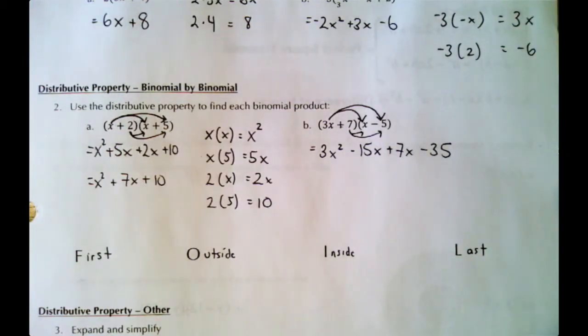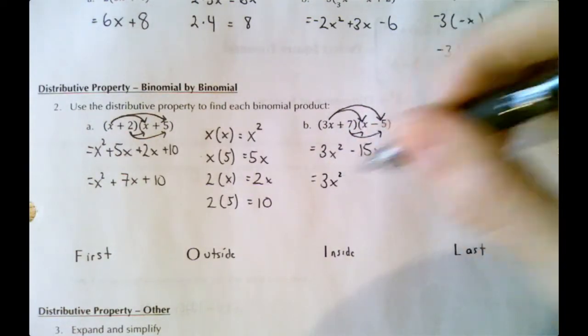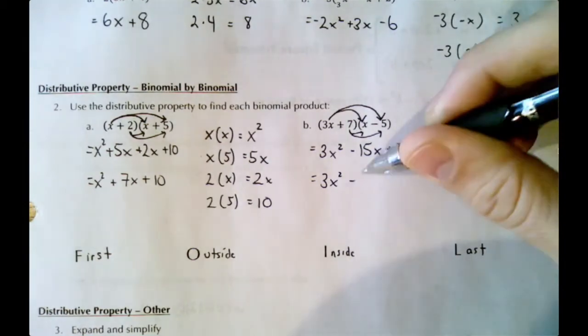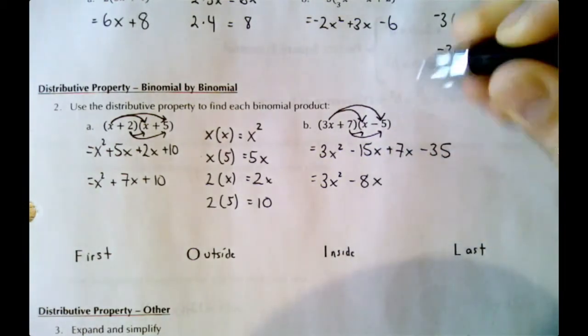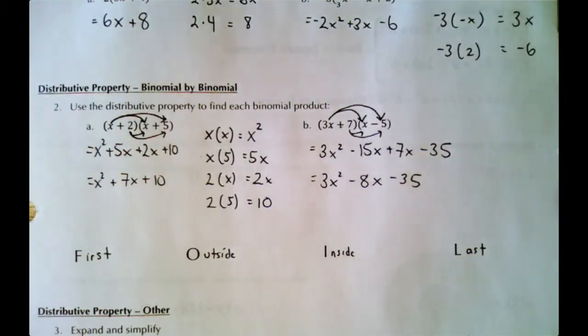And our last step, always look for any like terms. The two terms in the middle are like terms, so we're going to put them together. 3x squared minus 8x minus 35. And there we've done another example of FOIL. All right, let's try to put this all together.